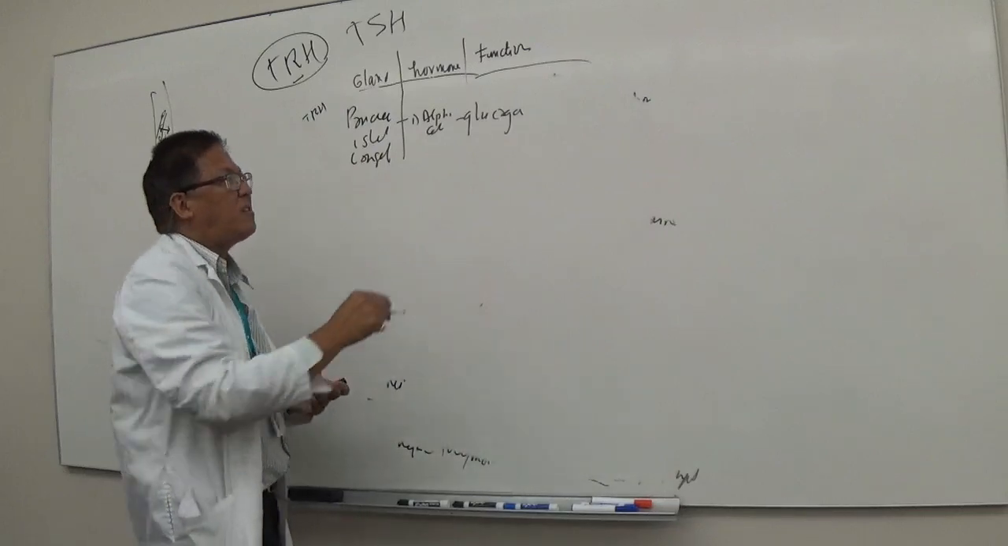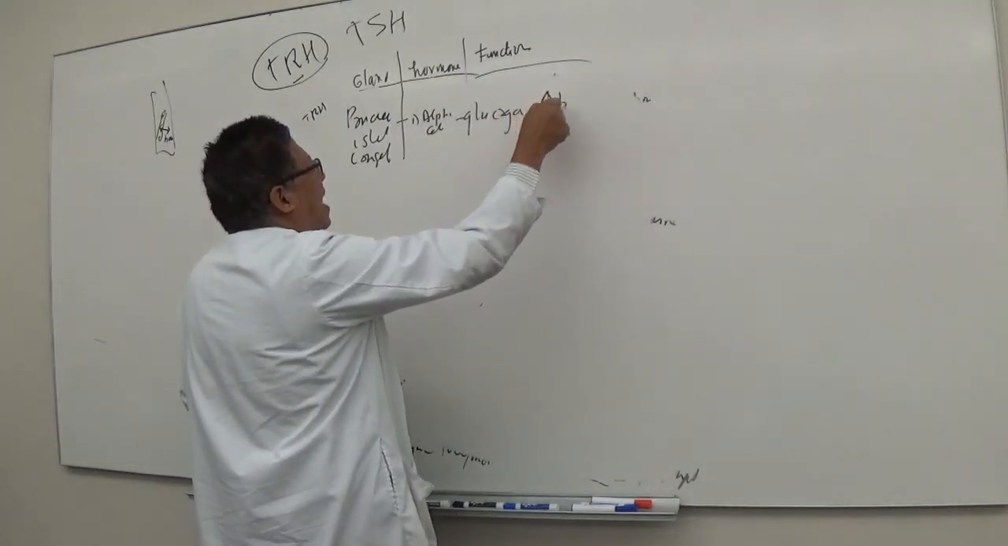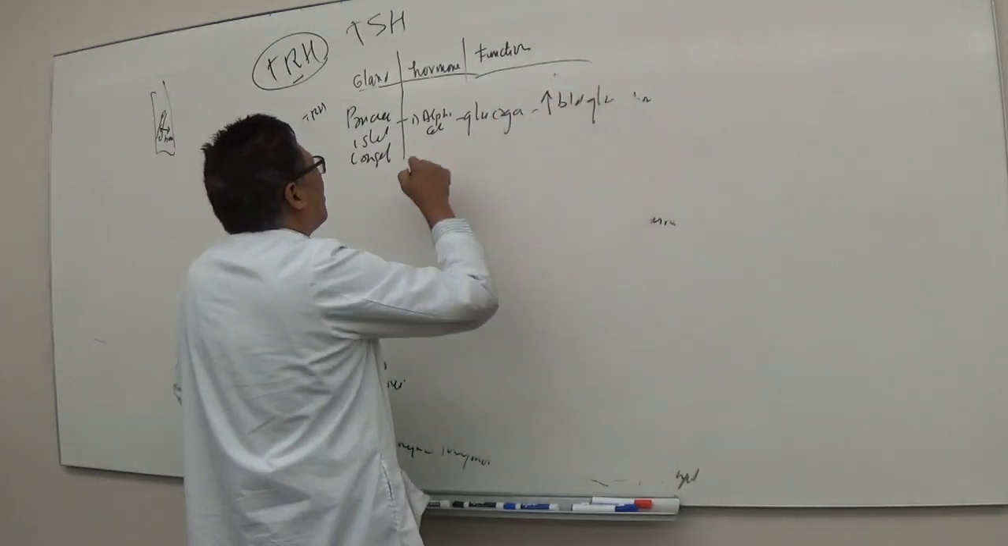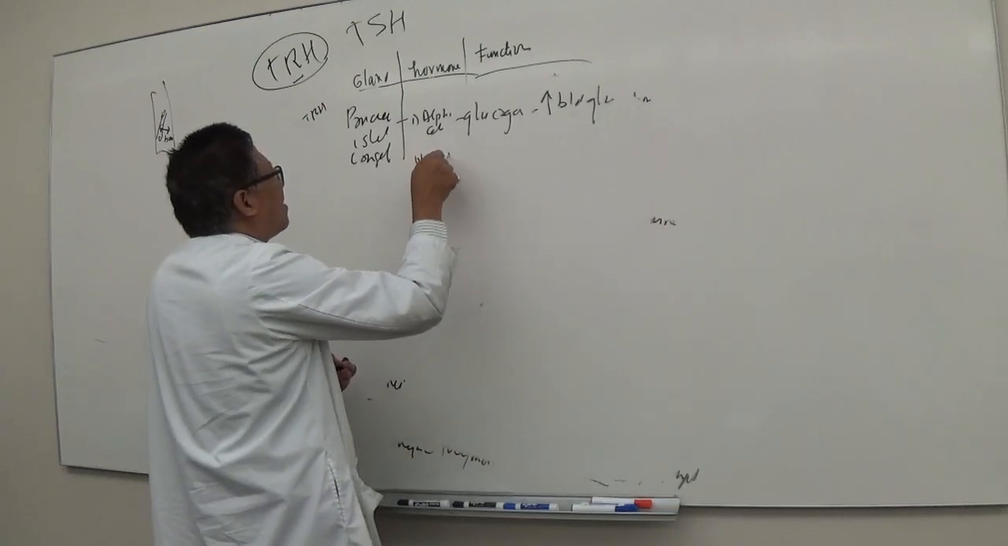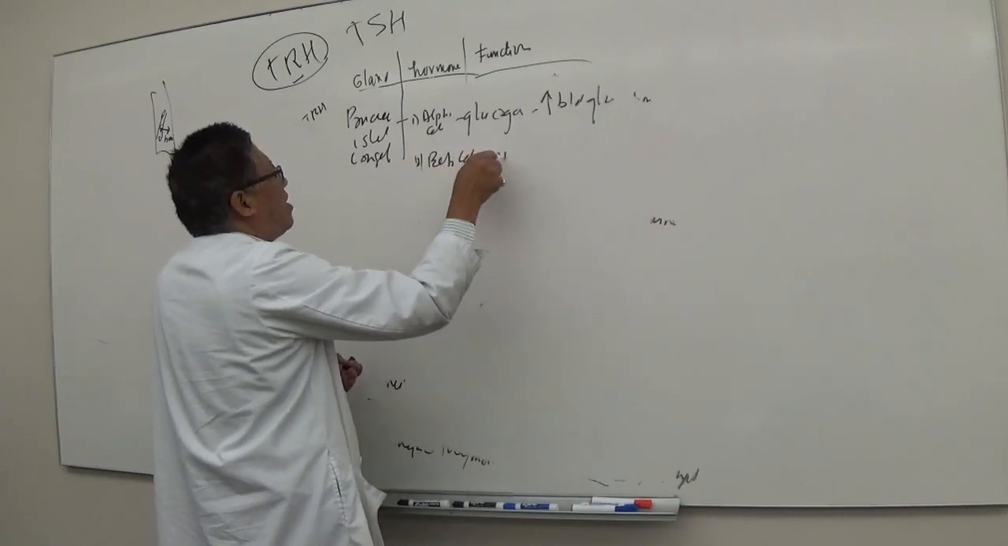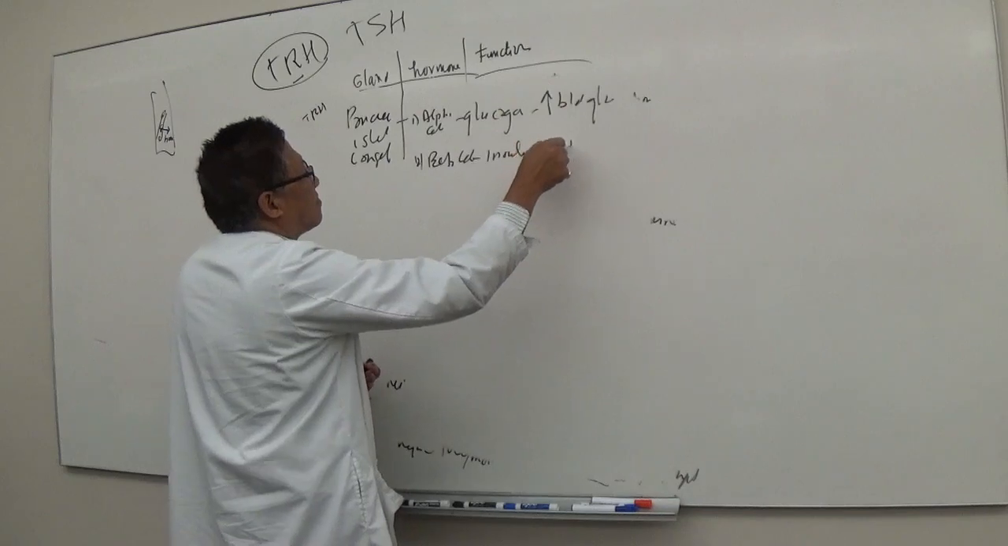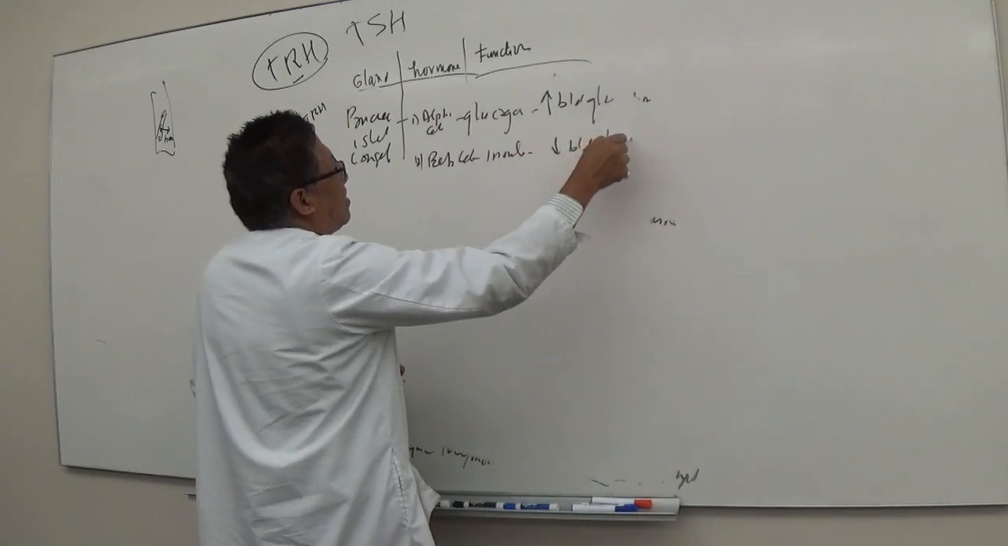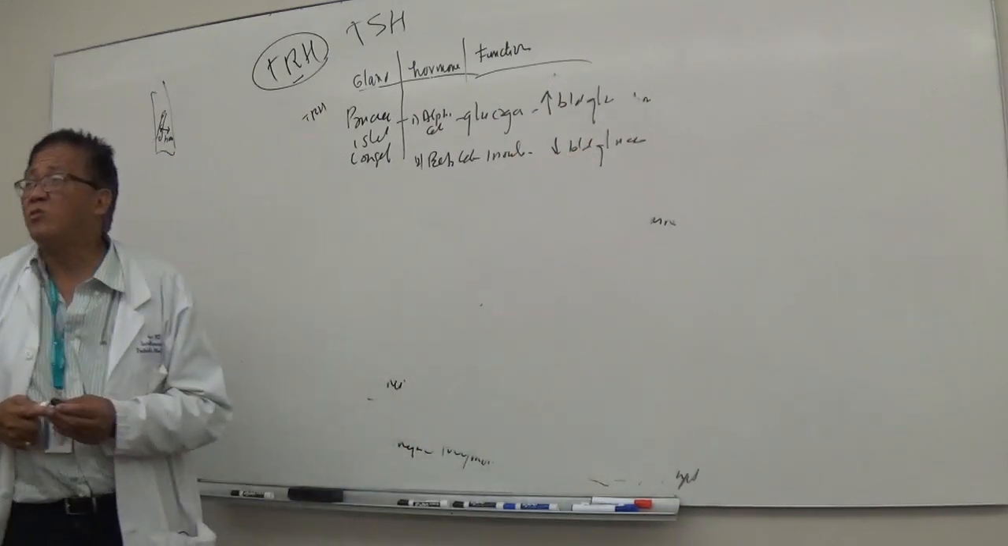What's the role of glucagon? Deliver glucose. Increase blood glucose. What about the beta cell? Insulin. What does insulin do? Increase blood glucose. Okay. It decreases blood glucose.